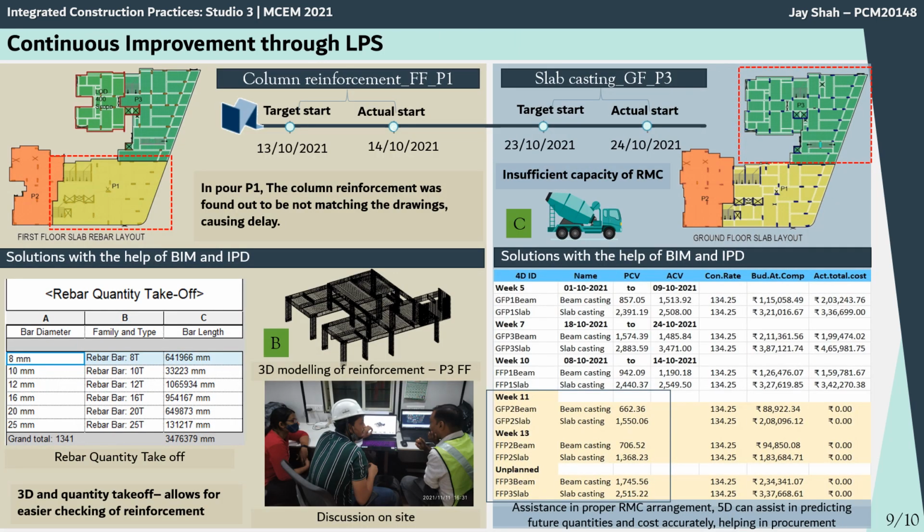Continuous improvement through LPS. In one instance, there was a delay in the column reinforcement activity, which was due to a mismatch of reinforcement with what was given in the drawing, and this could have been resolved with better visualization, which we could get using a 3D model of reinforcement, and we created such a model for floor 3 of the first floor. Also, there was insufficient capacity of RMC due to which the slab casting was delayed, and this could also have been calculated beforehand using BIM. We calculated the rebar quantity at the site using the Revit model.